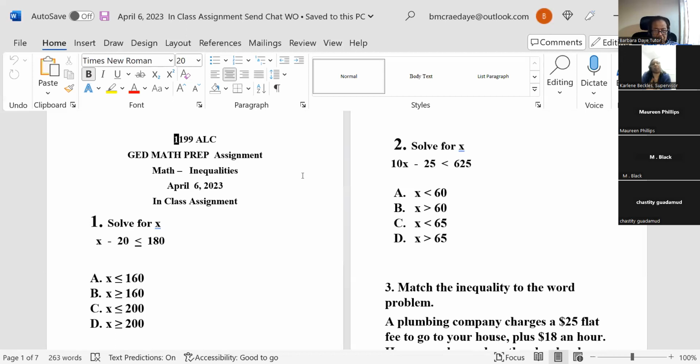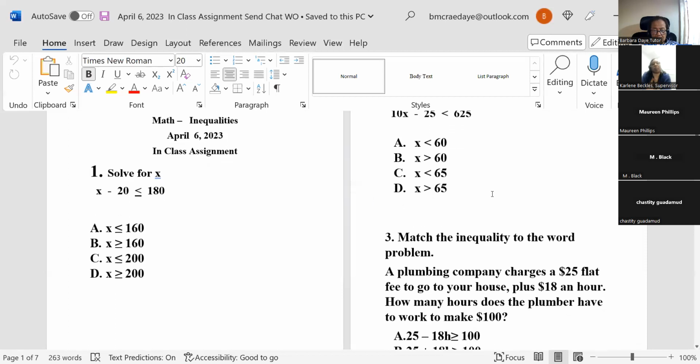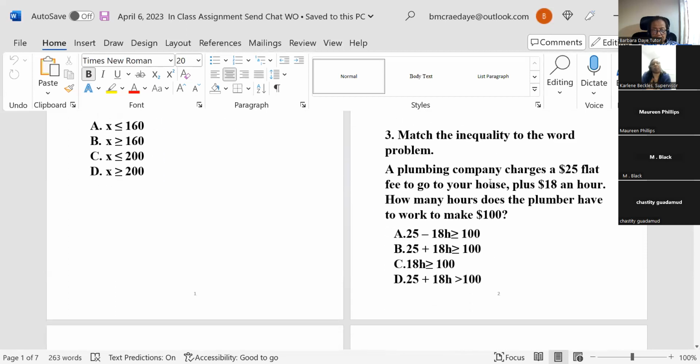Can you slide up number 3 some more, please? You finish 1 and 2, Maureen? Okay, yeah. Can you slide up so I can see number 3? Okay, there we go. Number 3. Thank you.